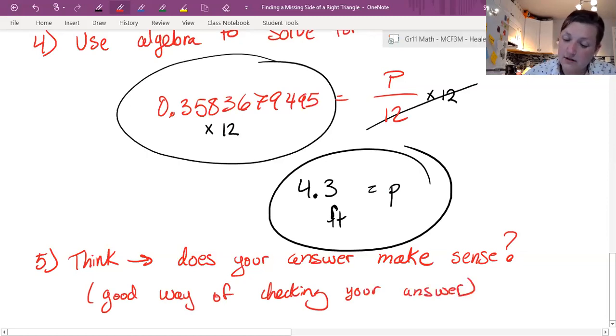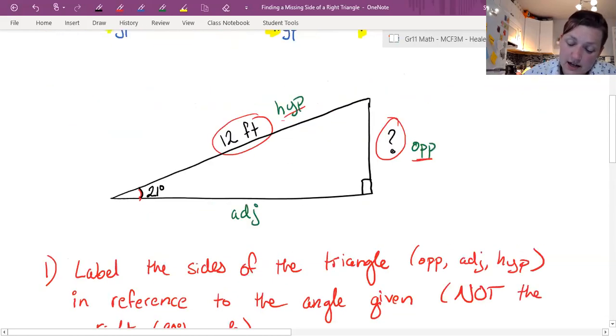Okay, so does this answer make sense? We go back up and look at our triangle. Originally, the hypotenuse we were given was 12 feet, and we found that this opposite side was 4.3 feet. So that seems to make sense. It would have been really weird if we had gotten like 50 feet. We would have said, well, that's clearly wrong, because if this longest side in the triangle is 12 feet, then that's not going to be 50.